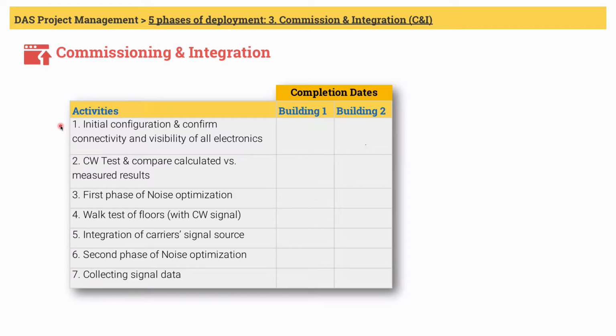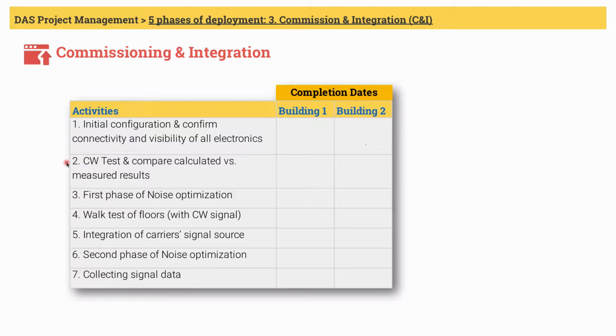Commissioning and integration milestones. Initial configuration and confirming connectivity and visibility of all electronics. Commissioning starts with checking all connectivity, especially fiber connectivity. Integrators make sure that all the devices connected to the head end are visible from the data controller.